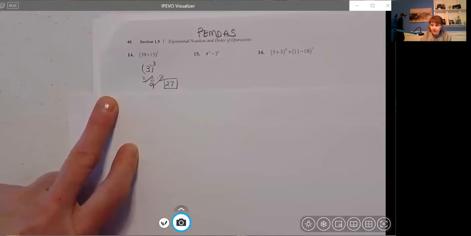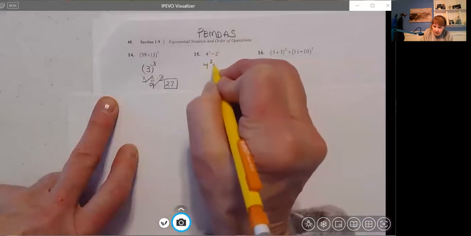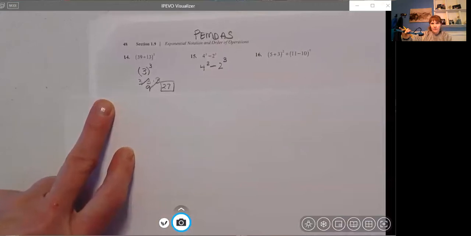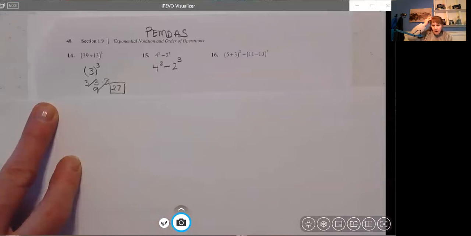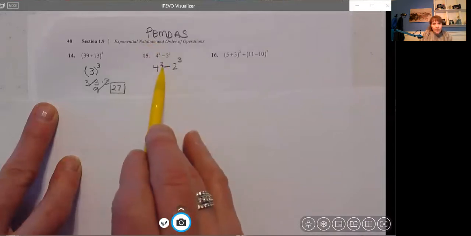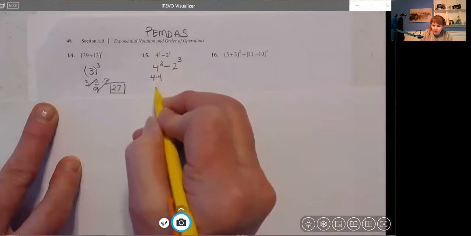Let's do number 15. I have 4 squared minus 2 cubed. And in case that's a little hard to read, I'll just rewrite it here a little bit larger. Down a little bit more. I'm always afraid it's going to come out of focus there. Okay, there's no parentheses, so we will do the exponents first. The exponents are 4 squared. 4 squared means 4 times 4. So this is 4 times 4, which is 16.